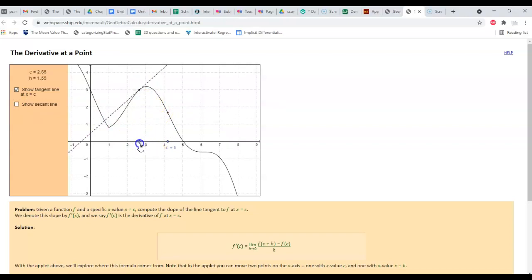Let's say C was right there, and I want to find the slope at that spot. Obviously this is too far away. But as I start moving this point closer and closer, you can see it line up, and that's what we're going for: to find the slope at two points that are so close together that they might as well be one point.